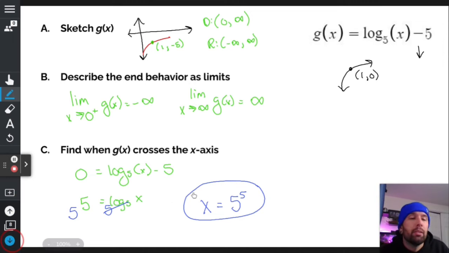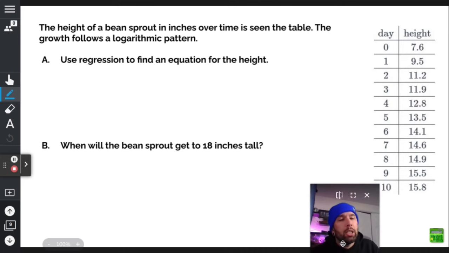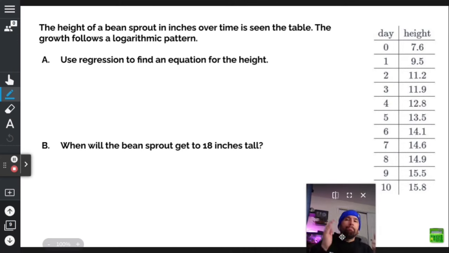Great. Can I use a calculator now? Thank you, Lord Jesus. All right. So it's calculator time. I've heard of clobbering time, but now it's calculator time.